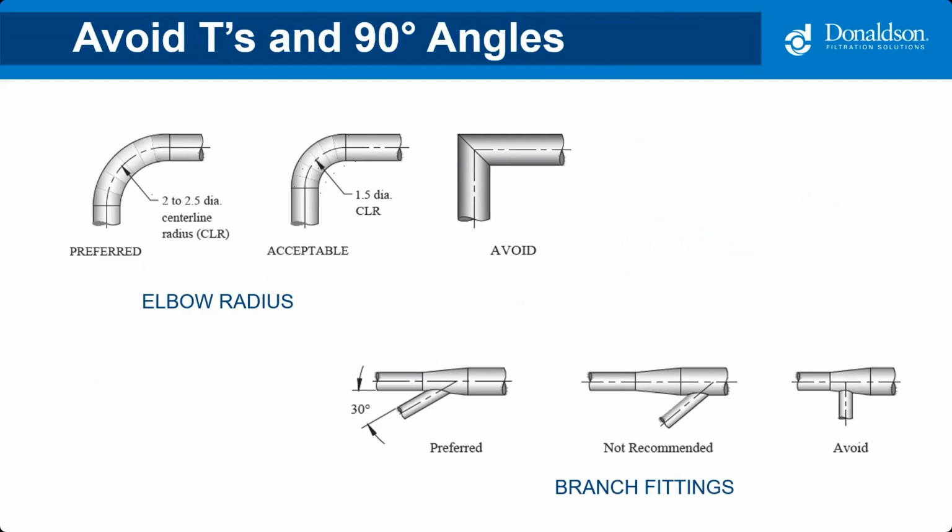With the branch fittings, I always want to come in at a 30-degree or 45-degree on a taper, and never want to come in or stub in directly to the duct. Again, going to have issues with material dropping out. You're going to have weird airflows and turbulence going on, so I want to avoid those.